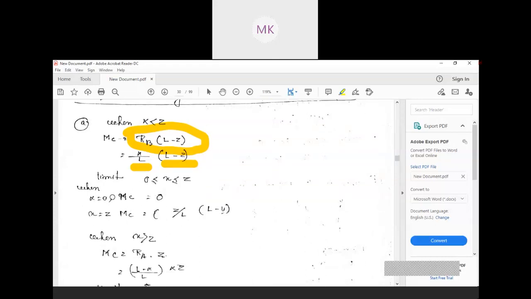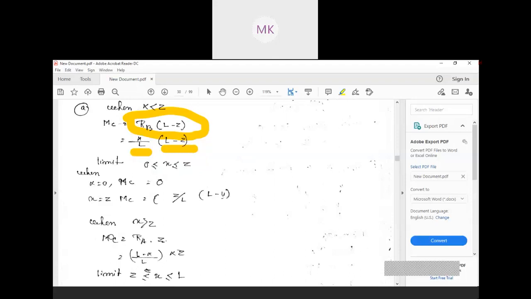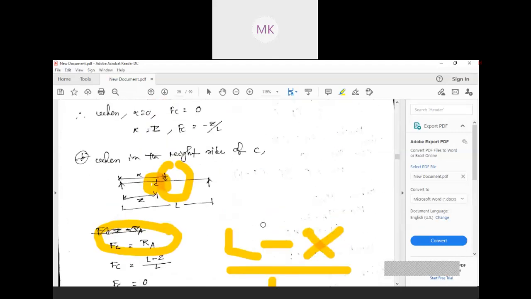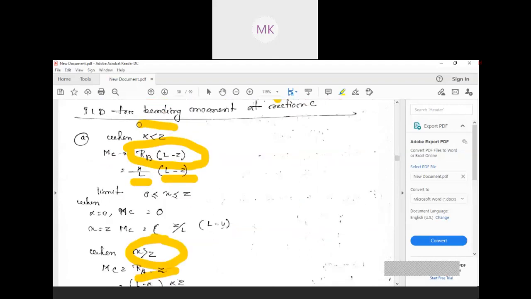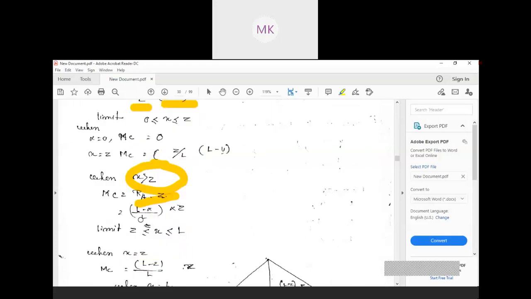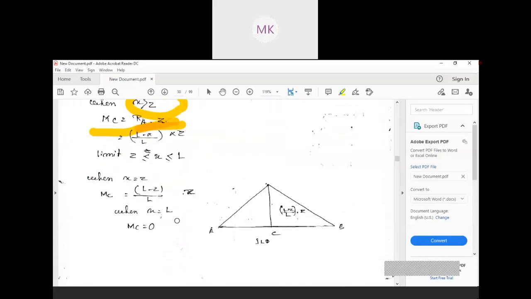Just put the value x equals 0, what will come? Anything multiplied by 0 will be 0. When x is z, just put the z here, and we will get this equation. Similarly, when x is greater than z, when you take the moment, you will get this in this section. In this beam, when you consider x greater than z or x less than z, when you take moment, you will get this. So again, you need to put these values. After putting these values, you will get the ILD. This is called the ILD for MC, meaning moment at C. And we need to draw this.